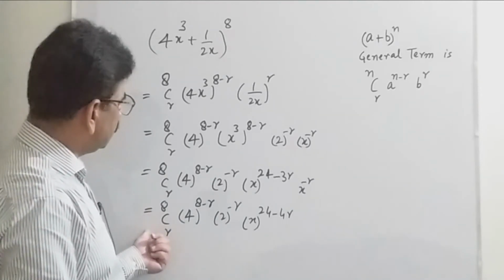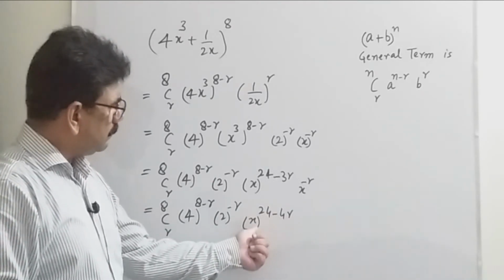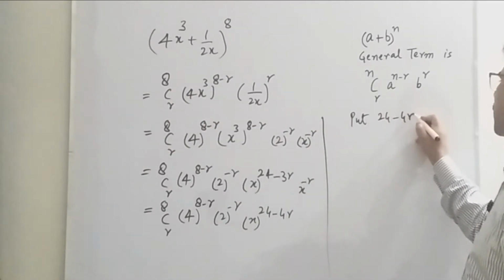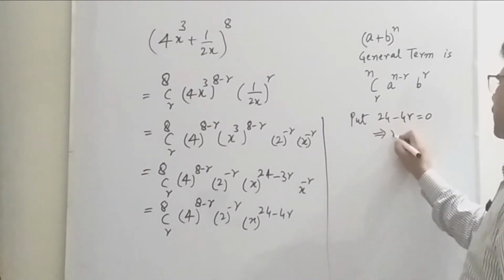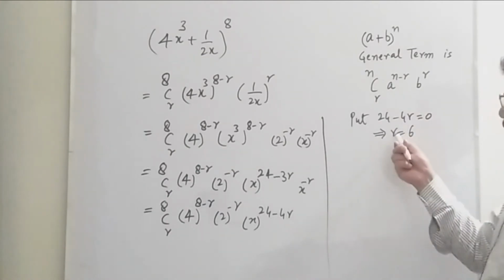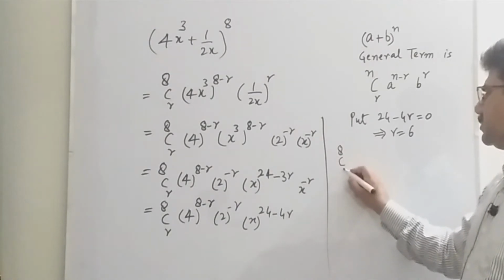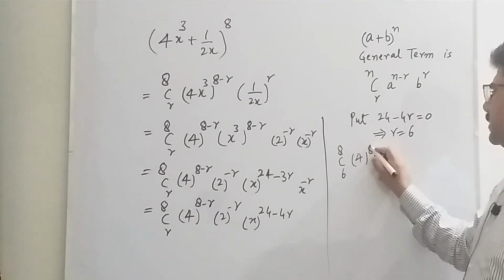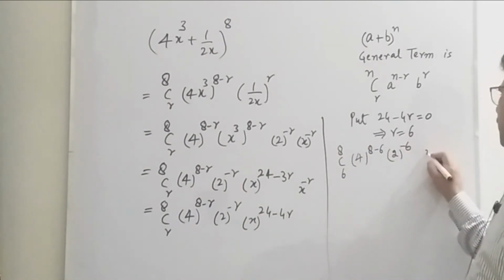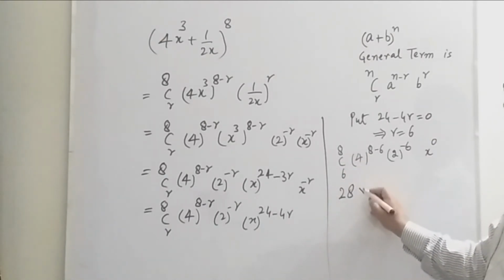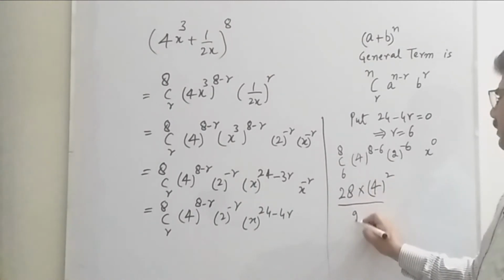Now to get the term independent of x, we'll put the power of x equal to 0. We put 24 − 4r equal to 0, which implies that r will be equal to 6. So we'll substitute r = 6 in this general term. As a result, we'll get 8C6 4^(8−6) 2^(−6) x^0.